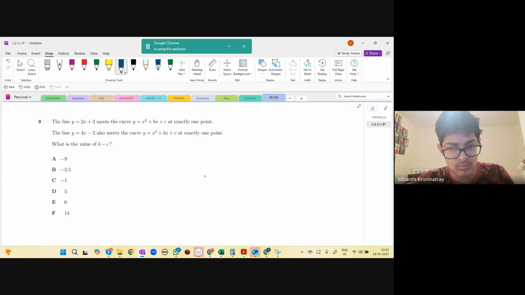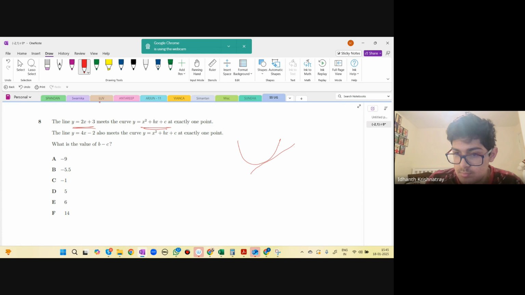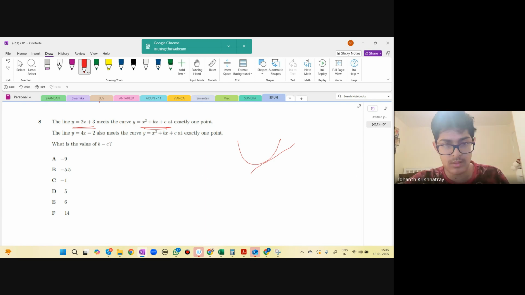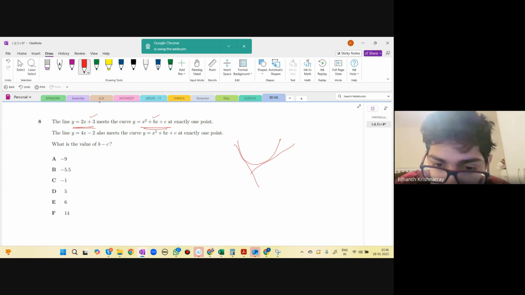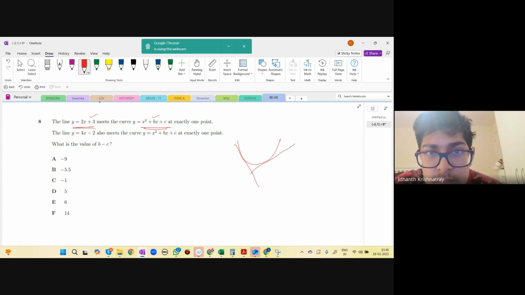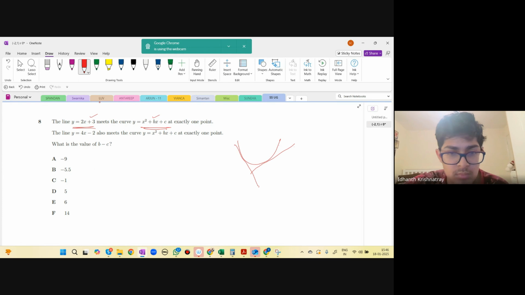The line y equal to 2x plus 3 and the curve y equal to this meet at exactly 1 point. The curve meets at 1 point, that means it's a tangent to this. The second line also meets the curve at exactly 1 point. What is the value of b minus c? So there can be another tangent like this. Right? So if I solve this and this equation, I should get only one solution because it's a tangent.